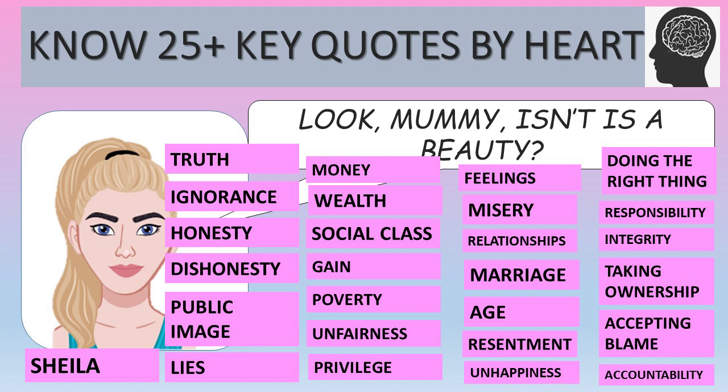If you're asked about truth, well, she can't really see the truth at this point. She's a metaphorically blind character and she's living in ignorance and she thinks Gerald is the perfect husband. If you're asked about money, well, she's quite materialistic and superficial at this point.